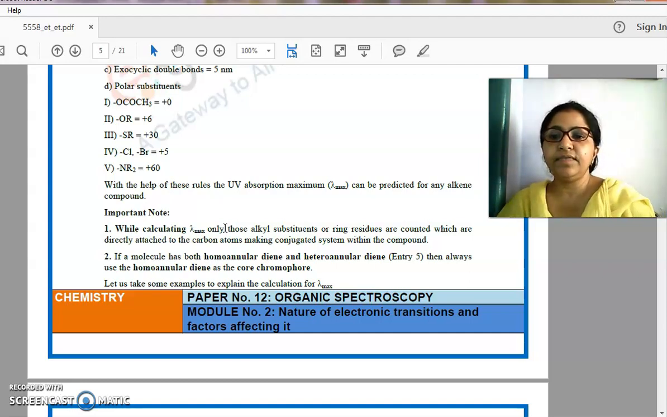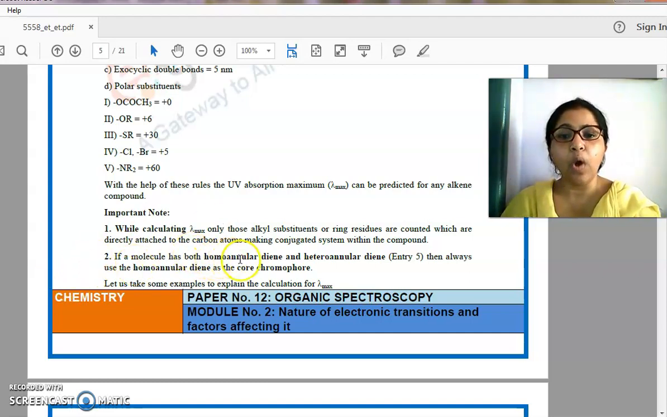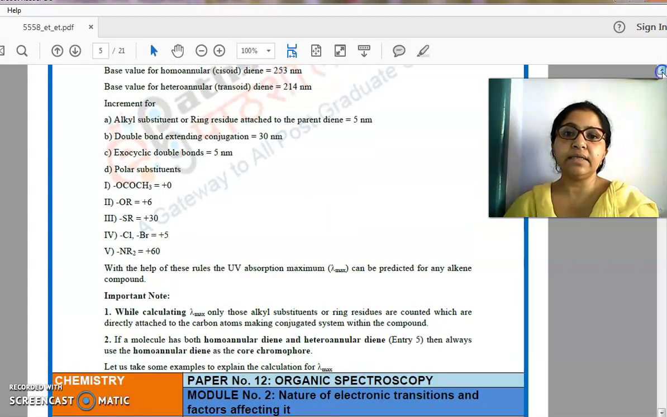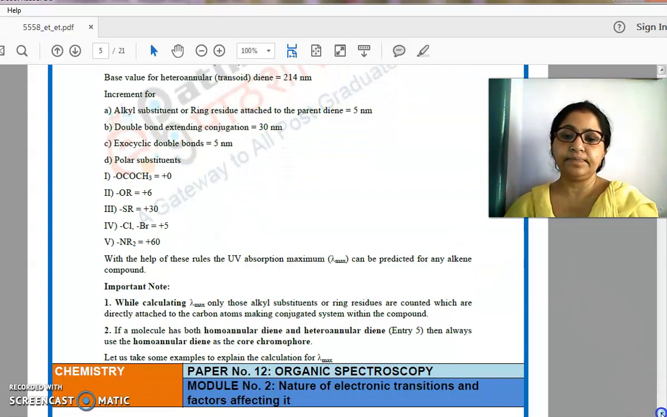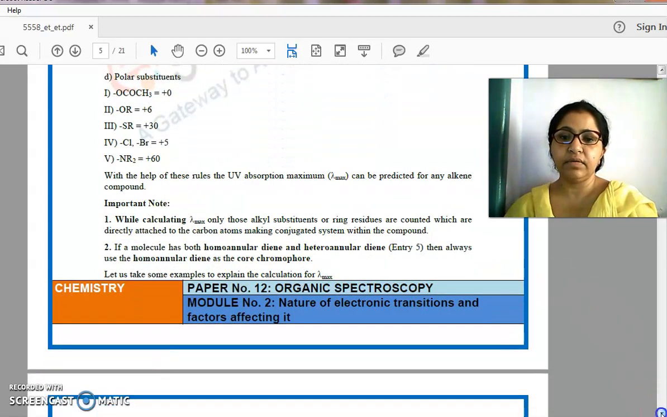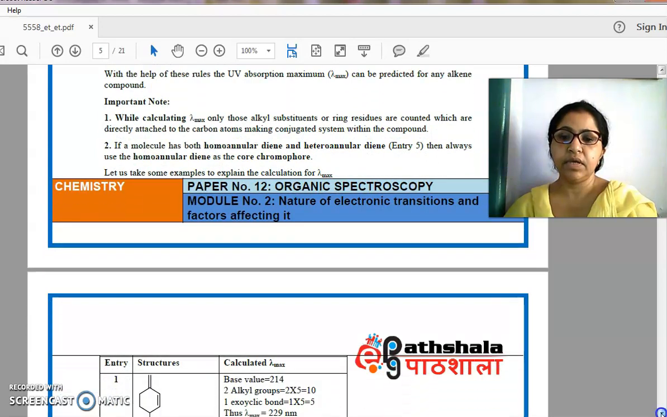If a molecule has both homoannular and heteroannular dienes, then which base value will you select? Then always use the homoannular diene as the core chromophore. You have already got this value, so in that case you will be counting 253, not 214. We will take some examples, and we will be comfortable soon.